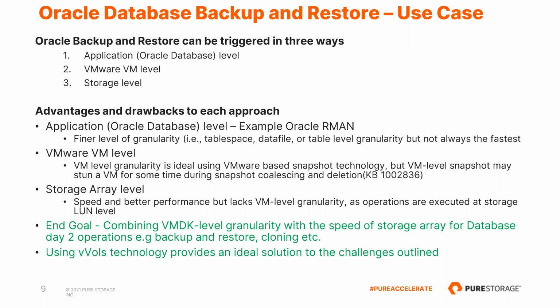The first level is the application level, essentially the Oracle database level. You can use a tool like Oracle RMAN to trigger the Oracle backup and restore. The second level where a database backup and restore can be triggered is the virtual machine level, the VMware level. And last but not least, you can trigger the same backup and restore using a storage-based mechanism. Now, there are pros and cons to each of the three approaches, right? Let's start looking at the pros and cons of every approach.